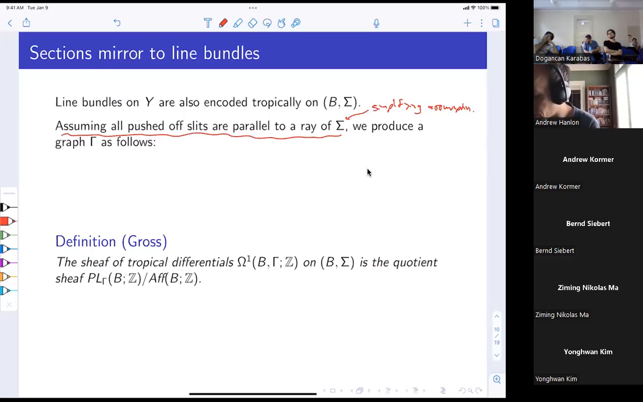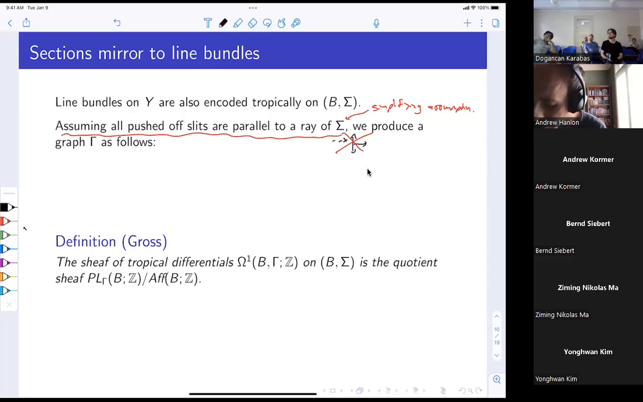And okay, so what I mean by this is, if I did something like, I'm not allowing something like this, where this ray would have been here, but now it's not. So that's not allowed. Okay.